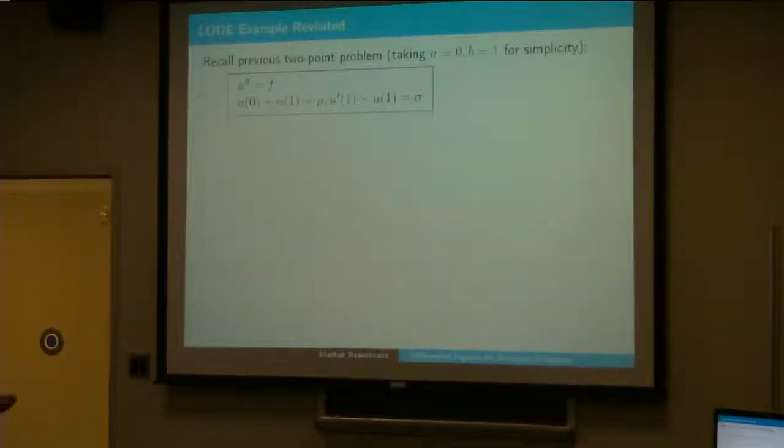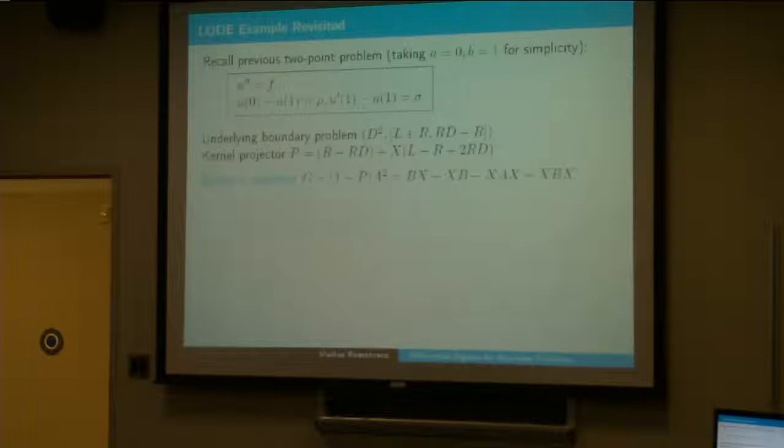Okay, so here, again, this example that I showed you before. Written as a boundary problem in this language, I write it as this pair. The kernel projector can be written down here, just using the formula that I showed you earlier. It's again an element of the operator ring, of course, that's the projector.